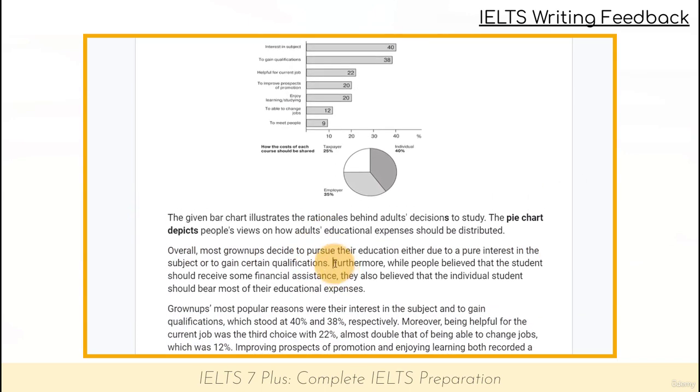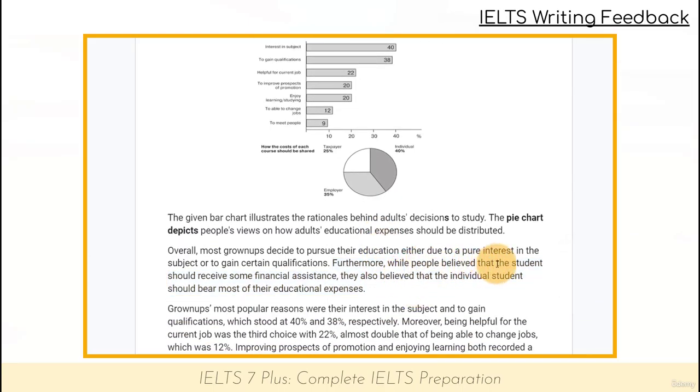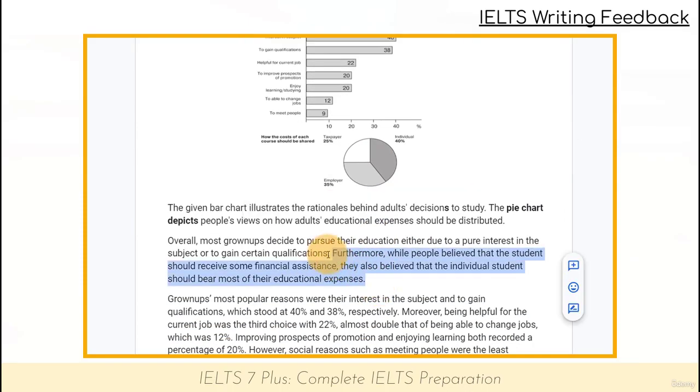Okay, let's take a look at this overview sentence here. Furthermore, while people believe that the student should receive some financial assistance, they also believe that the individual student should bear most of their educational expenses. Okay, yeah, we're giving an overview for this here. It's a little bit tricky to give an overview for this because realistically, there's not a lot of data to expand on here. I think this is okay.